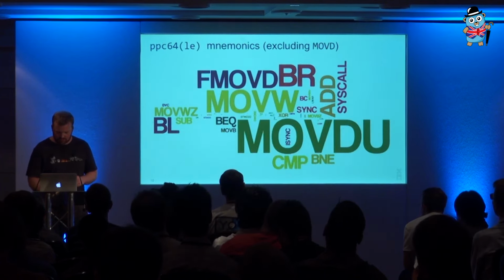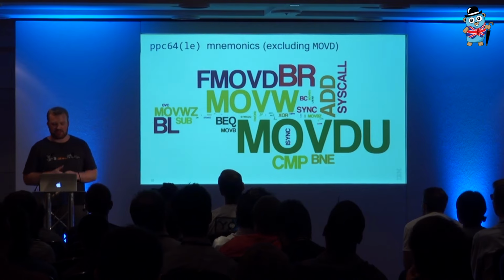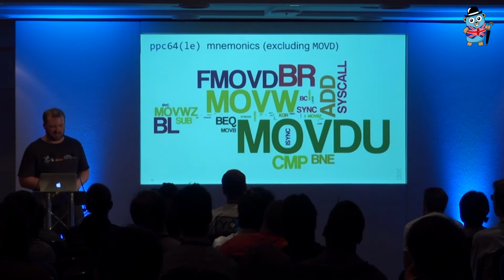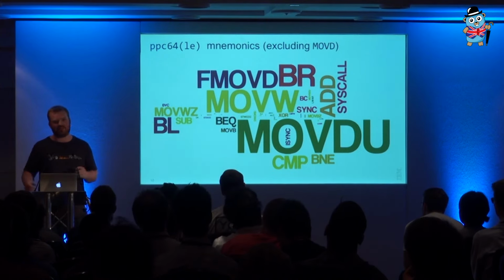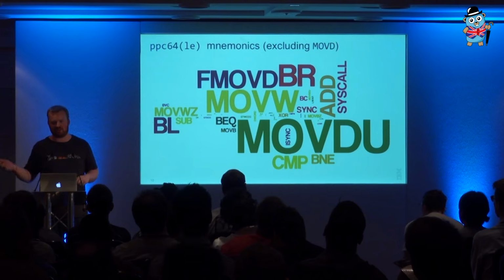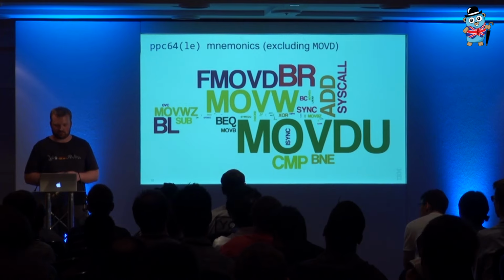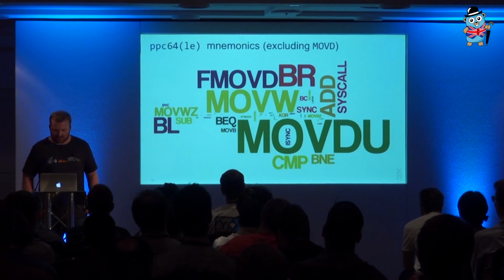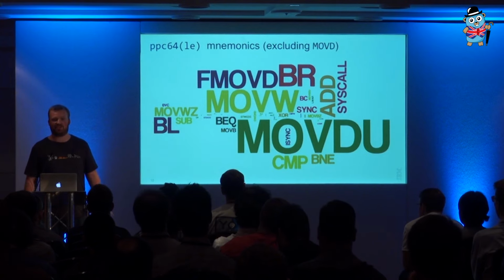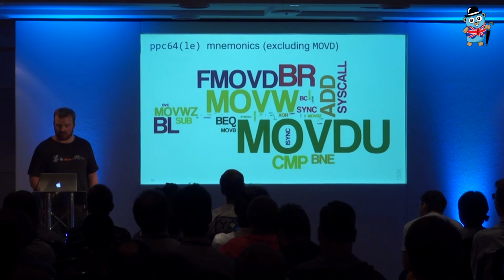Yeah, so this is PowerPC, which is an IBM one. And very big there, you see MOVDU. So this is very similar to the post-increment ARM64 instruction. A couple of things in there are the synchronization instructions. So those are used in the atomic operations on Power. That's where they come up a lot.